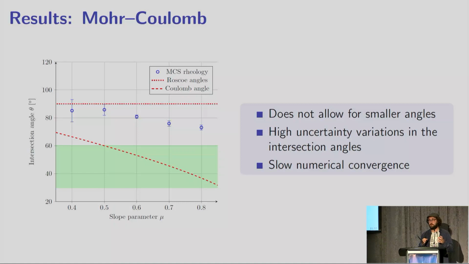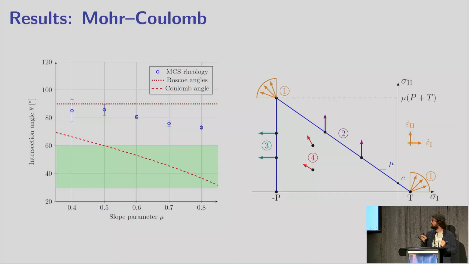And it has a very slow numerical convergence, so something you want to avoid in high resolution CIS models. So we studied a bit more this yield curve, and we found out that the behavior of this yield curve is a bit more complicated.